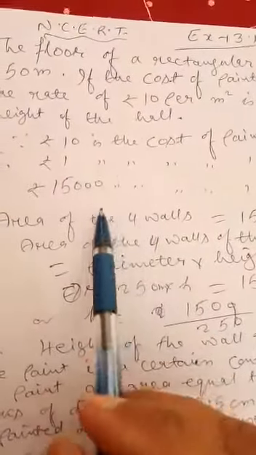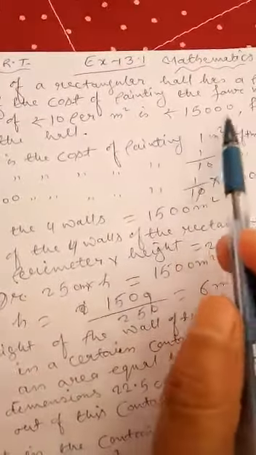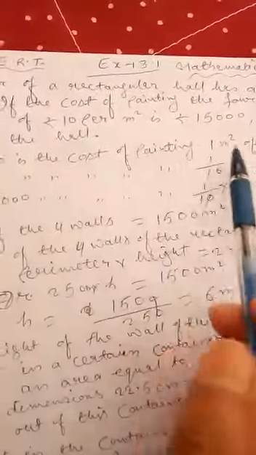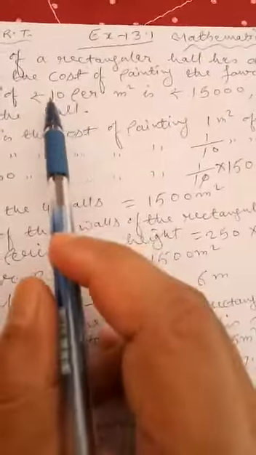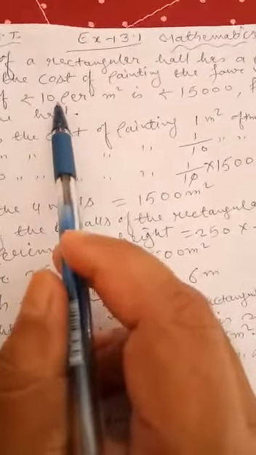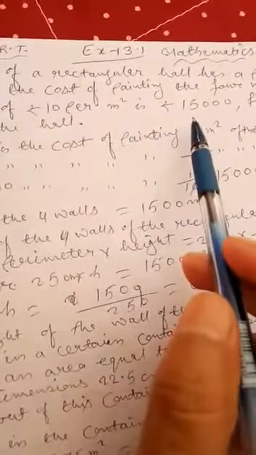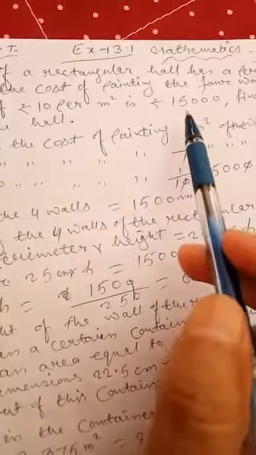Dear students, what is given here? Total cost is given. Total cost of painting is rupees 15,000 and cost per meter square is rupees 10. So from this cost we can find out the area of the four walls. Since rupees 10 is the cost of painting 1 meter square, what will be the area in which rupees 15,000 is the cost?